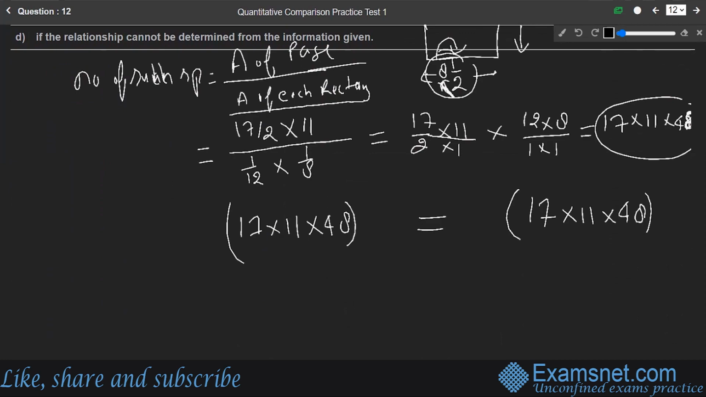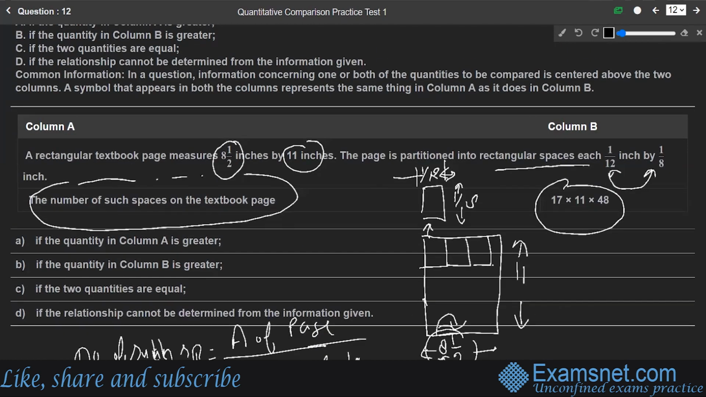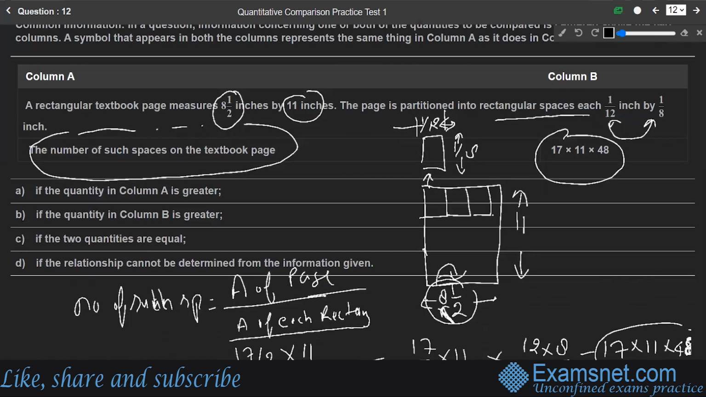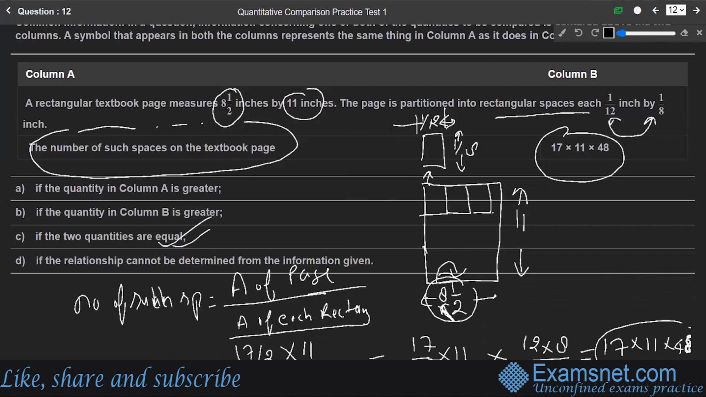So clearly both the column A and column B values are equal, and this is available in option number C, which says both the two quantities are equal. So that is the right answer, option number C.